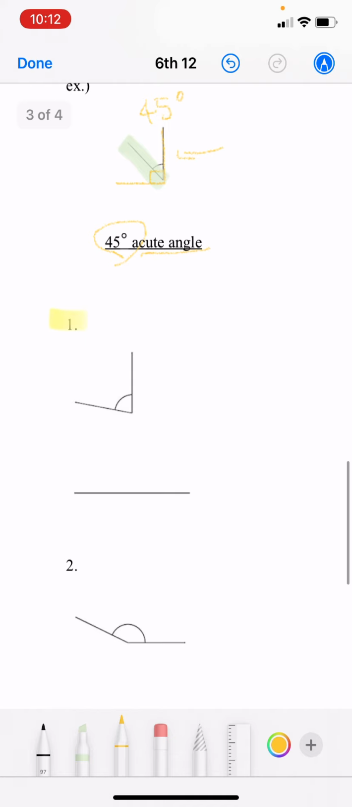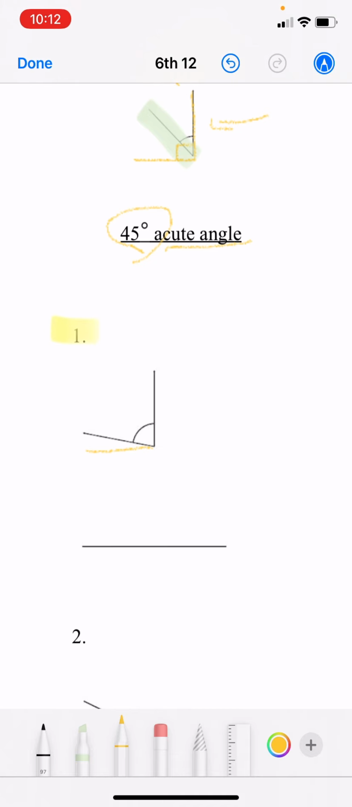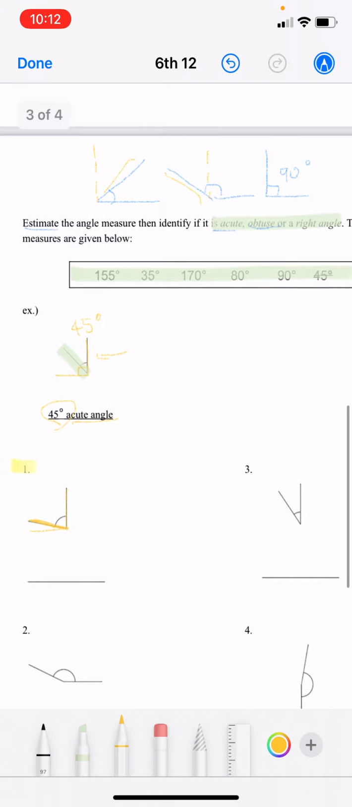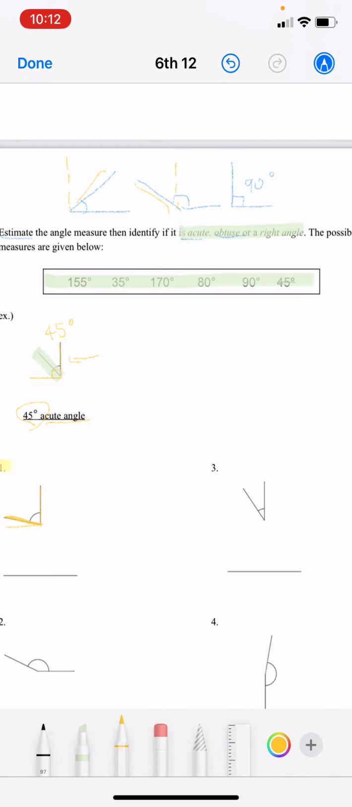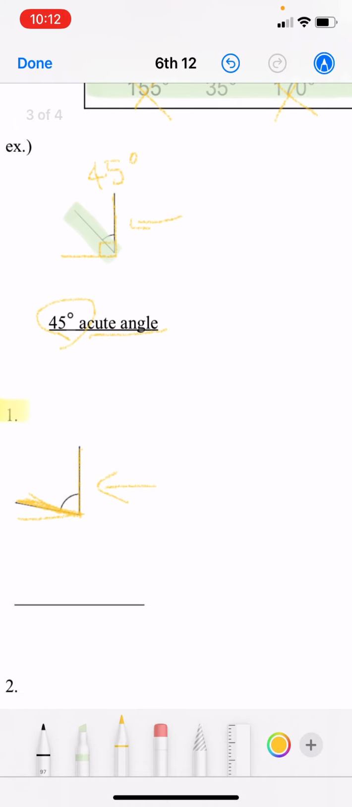So let's look at number 1. Here again, we know how 90 degrees looks like. And this angle seems to be smaller than 90 degrees, right? So let's look at the possible angle measures. It's for sure not 90 degrees because this angle doesn't look like one. It's for sure not 155 degrees because it's not an obtuse angle, it's an acute angle. Therefore it's not 170 either.